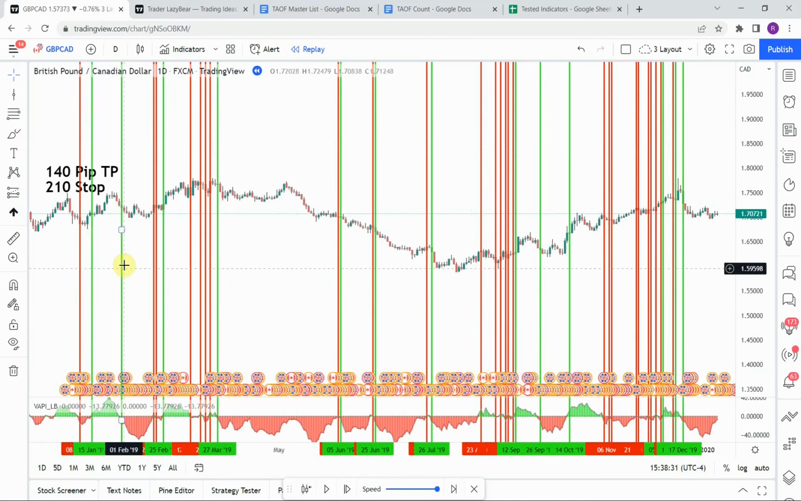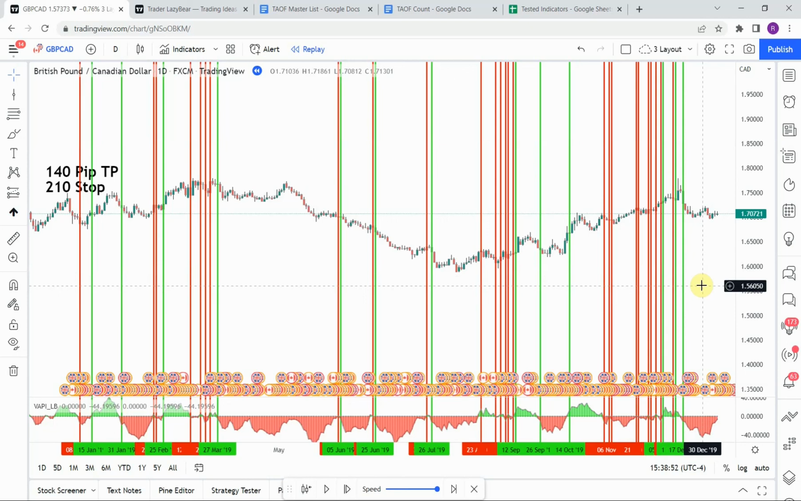And we have 1, 2, 3, 4, 5, 6, 7, 8, 9, 10, 11, 12, and 13. 13 winning trades all together. And so that is not going to meet that 60% criteria that we were looking for.